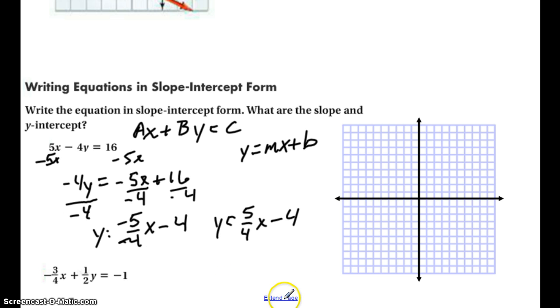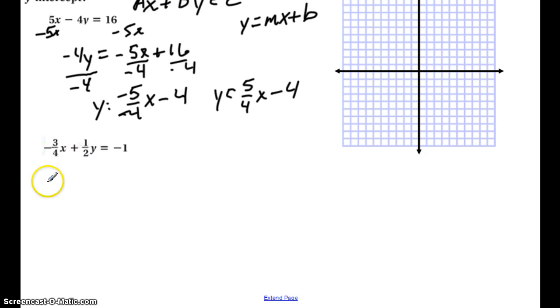The next one down here has leading coefficients that are actually fractions, and we can get rid of those in the process and make this look real pretty. But let's again focus on isolating y. So we're going to go ahead and add 3/4 x to both sides.